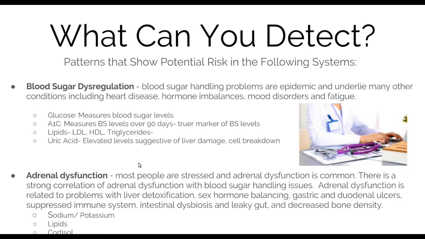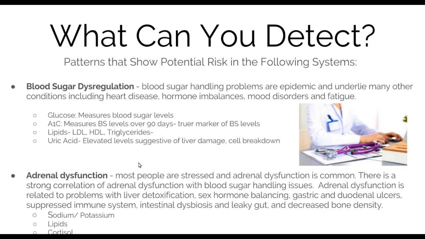Adrenal dysfunction is so common. The majority of all people are stressed and report experiencing stress in a constant chronic state of greater than a 5 out of 10. And so adrenal dysregulation is a pretty common thing. And there is a very strong correlation of this adrenal dysfunction with blood sugar handling issues. Again, we're eating the wrong foods, and so it's a major stress to the system.